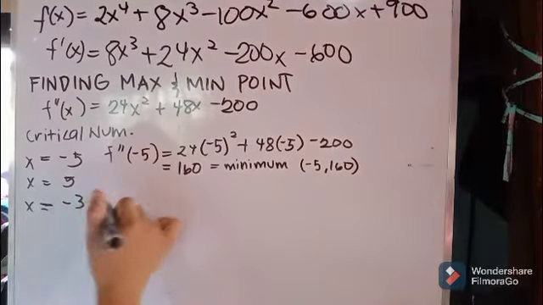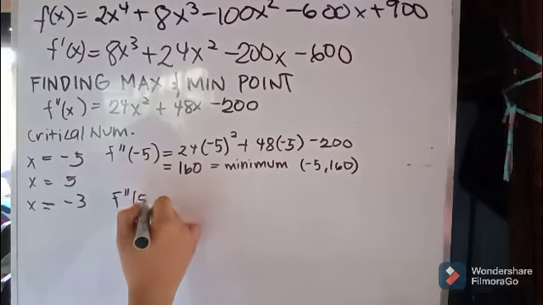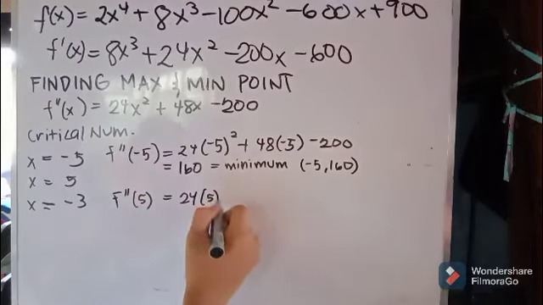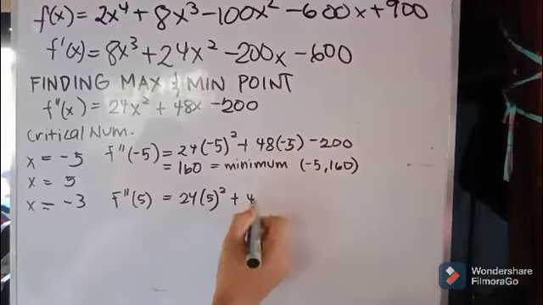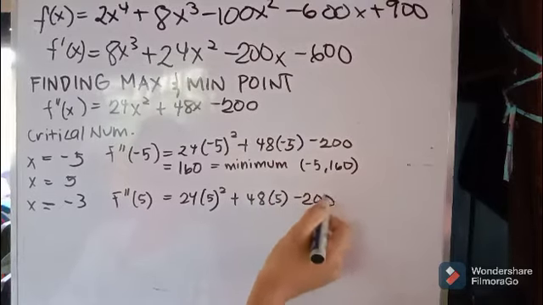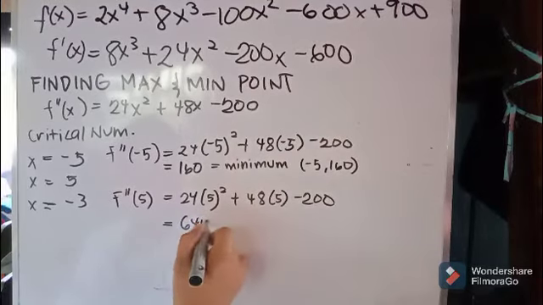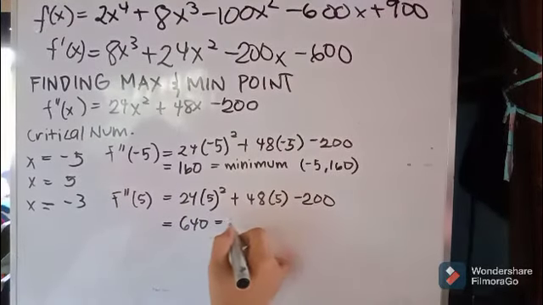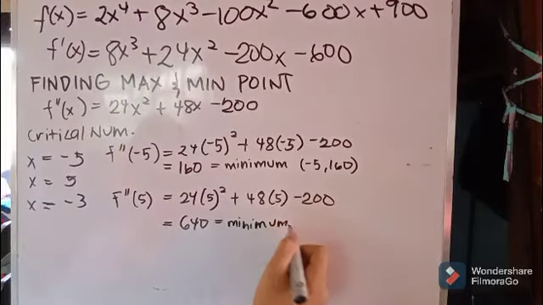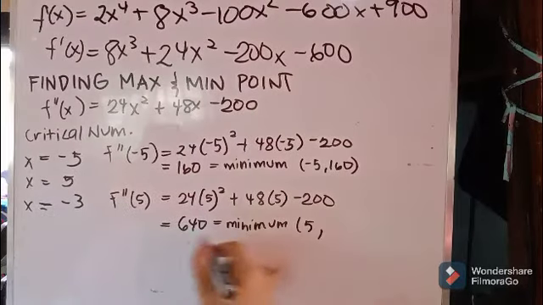So next is f double prime of 5 equals 24 times 5 squared plus 48 times 5 minus 200. So it is equal to 640. So it is positive, it's also a minimum. For the minimum point, it is 5 and 640.